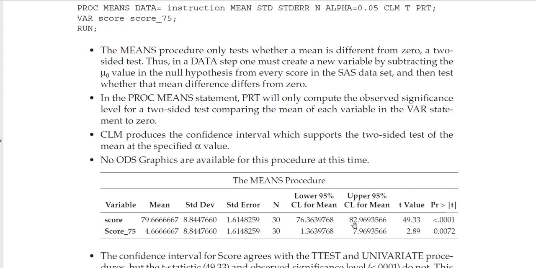So the confidence interval for score makes sense and agrees with our first t-test procedure. Our test statistic for score minus 75, notice this is 75 lower. Our dispersion is the same. All we did was move it over 75 units. Our t-test and p-value match the initial results from proc t-test, and they also match proc univariate for the two-sided test.